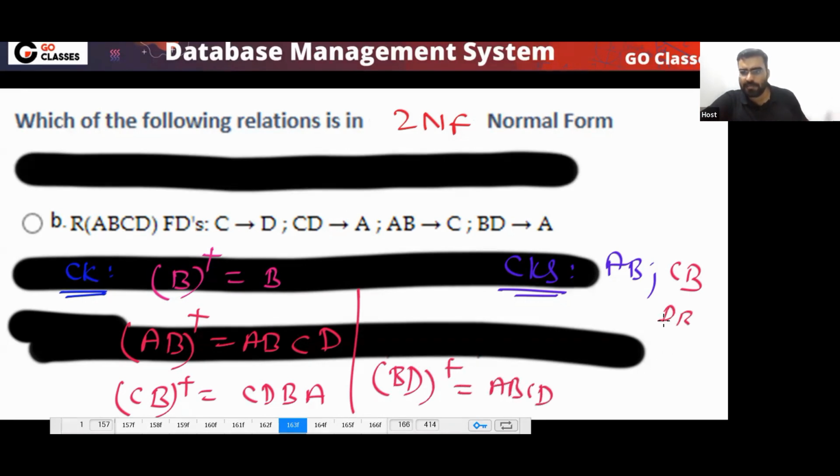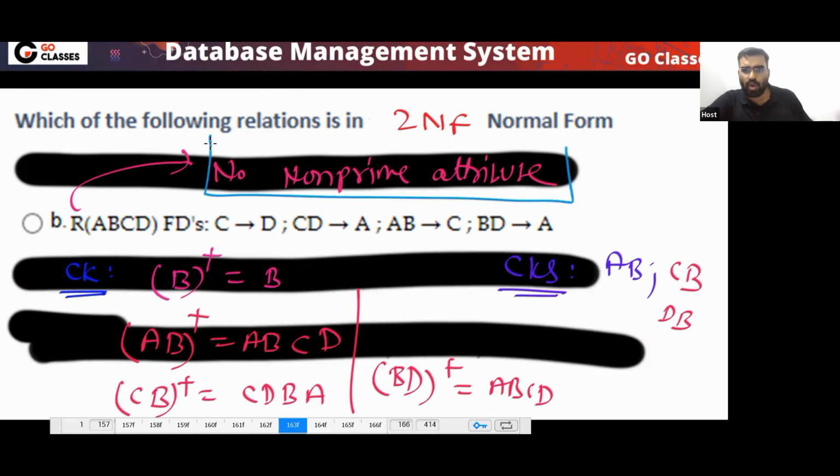So can you notice here in this relation R, every attribute is a prime attribute. We do not have any non-prime attribute. Because there is no non-prime attribute, there is no problem. So this relation is in NF.